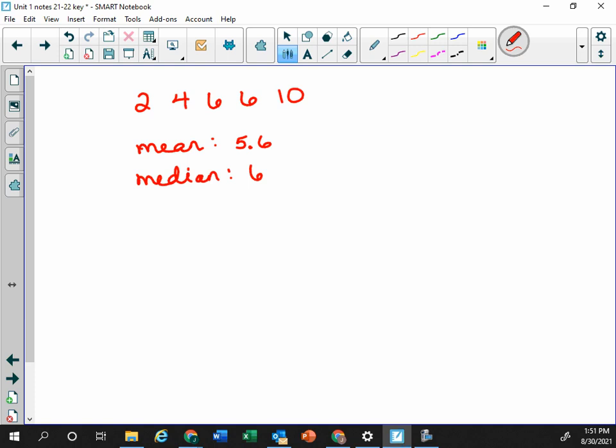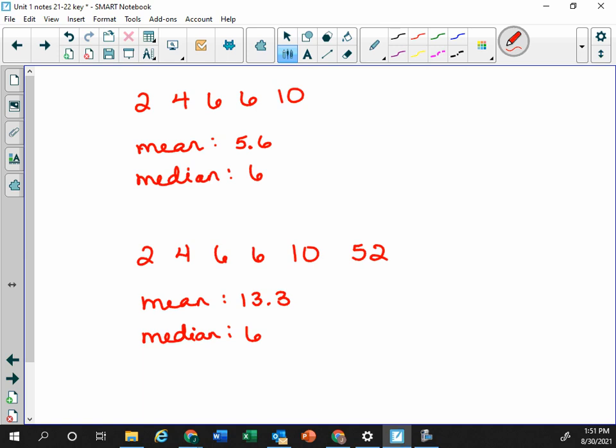Let's say I now put an outlier in here. So I've got 2, 4, 6, 6, 10, and 52. What's my new mean and median? Yeah. The median is still 6. The median is still 6. Look at that. What's my new mean? 13.3? I'm trusting you. I don't know, guys, I'm sure.